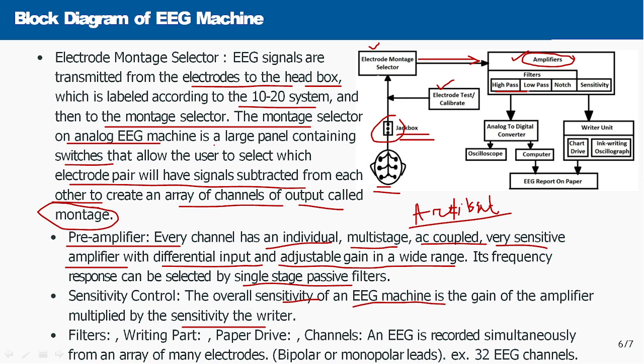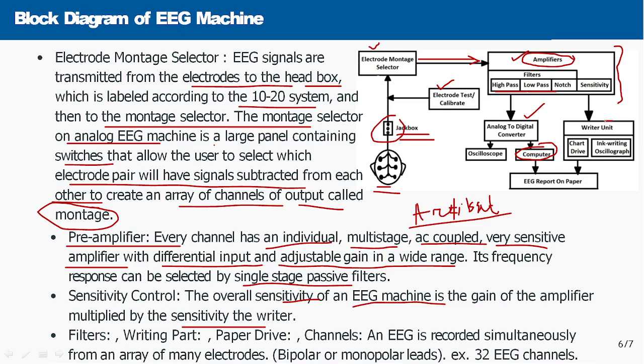We have different types of filters connected after this amplifier: high pass filter, low pass filter and notch filters. Once the noises have been filtered from the signal, this processing is called signal conditioning. Then we send that signal to an analog to digital converter and to the computer to process and monitor that signal.